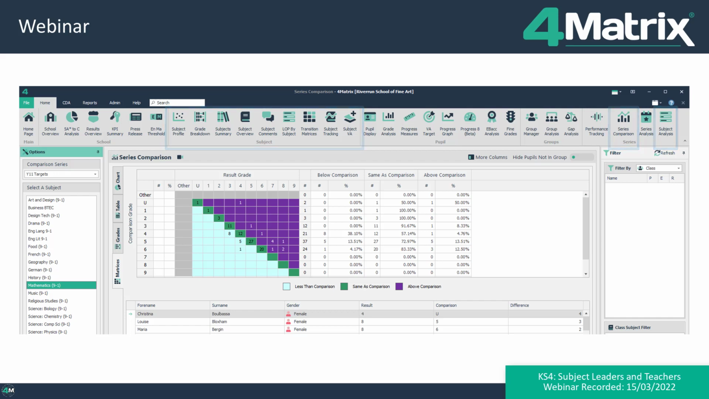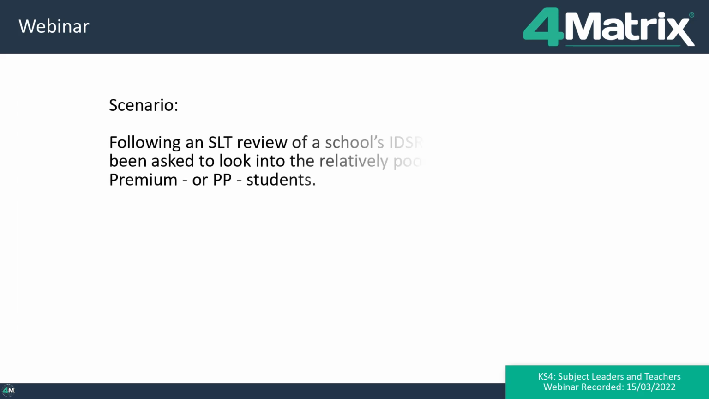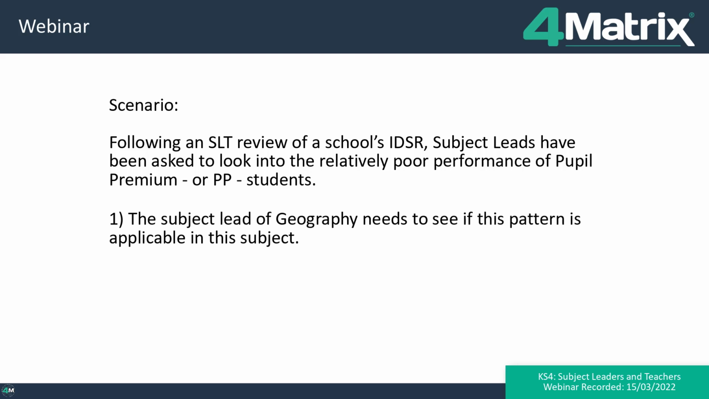I'm going to imagine a scenario where, following an SLT review of the school's IDSR, the subject leads have been asked to look into the relatively poor performance of pupil premium or PP pupils. As a subject lead of geography, I want to see if this pattern is applicable in this subject as well.